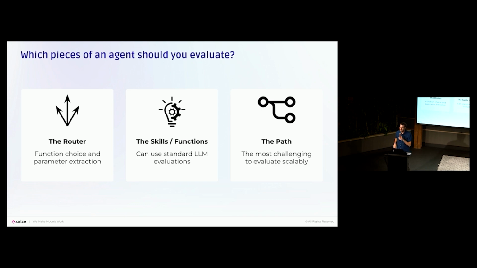And then the third one of these is path. So what is the path that your agent takes through, not just choosing the right skill, but how many iterations are you going through?